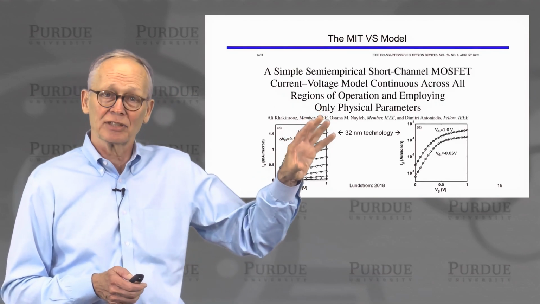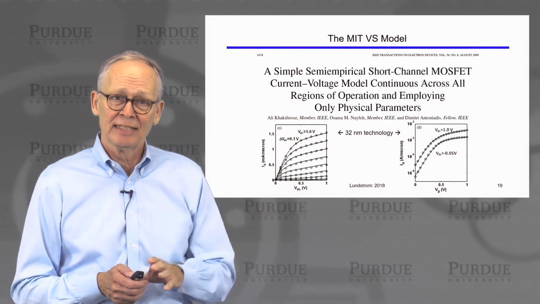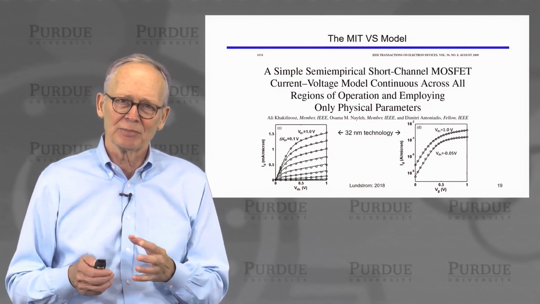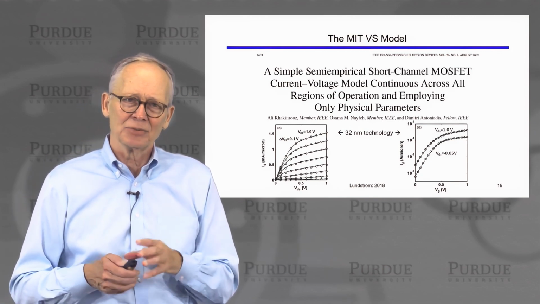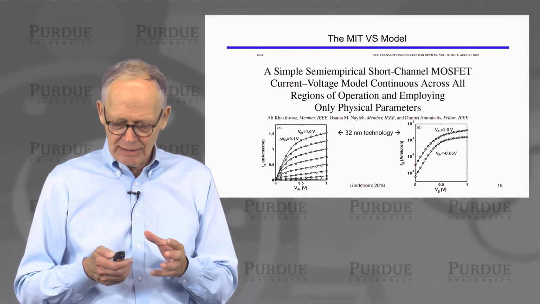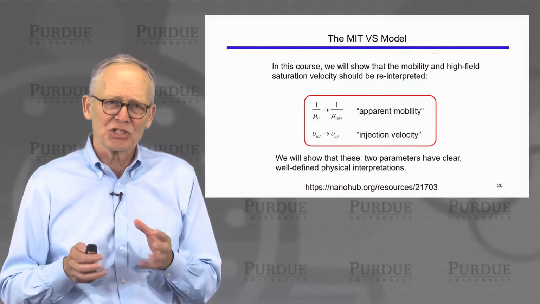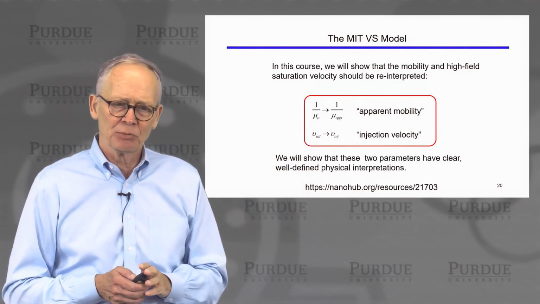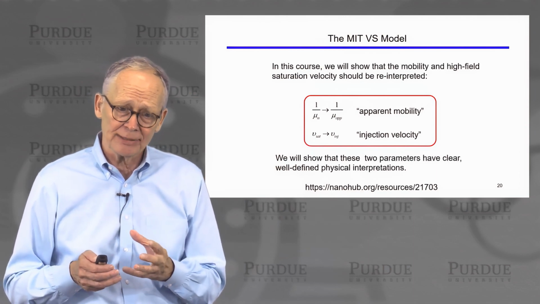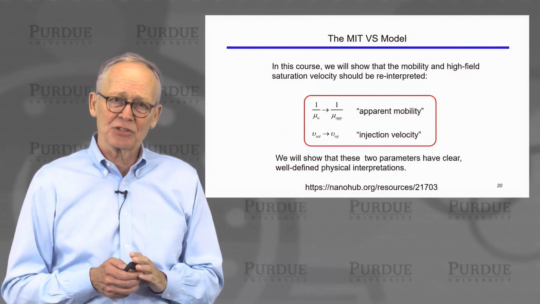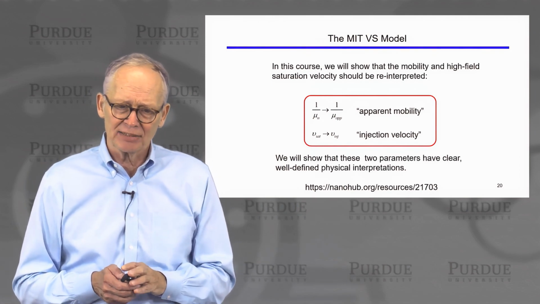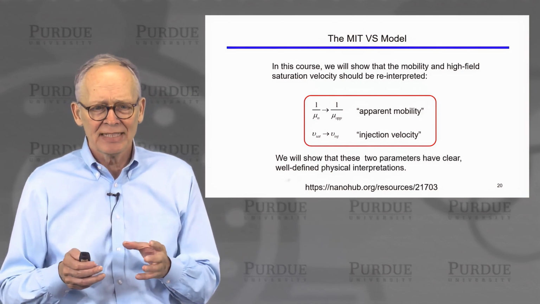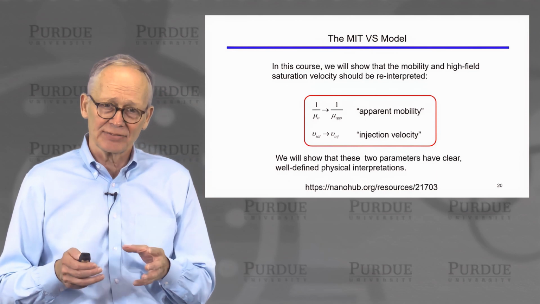This is an example that I showed you earlier of the kinds of fits that you can easily get to very short channel transistors. So there's something in this model that is right, that is capturing some essential physics, and we have to understand what that is, how the model can perform so well, even though it's based on this shaky physics. And what we'll see is that if we simply replace the mobility by something we call an apparent mobility, and if we replace the saturation velocity by something we call an injection velocity, now we will show that these are more than two curve-fitting parameters, that these are really parameters that have physical significance.